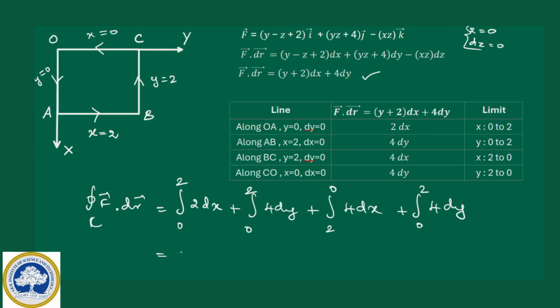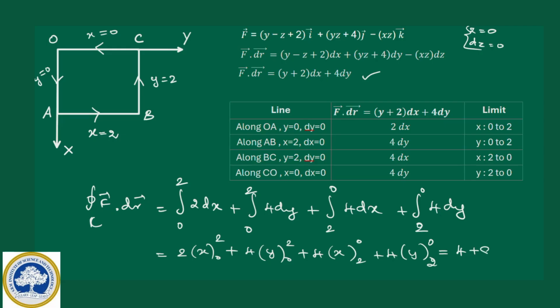While integrating it, it is 2x from 0 to 2 plus 4 into y from 0 to 2 plus 4 into x from 2 to 0 plus 4 into y, sorry, this is also 2 to 0, right? So what will be the answer here is, we have to evaluate it. So here 2 into 2, 4, upper limit minus lower limit. So anyway, one of the limits is 0 here, so we can apply the limit 2 alone. So upper limit is 2 here. So 2 into 2, 4. So this is equal to 4.